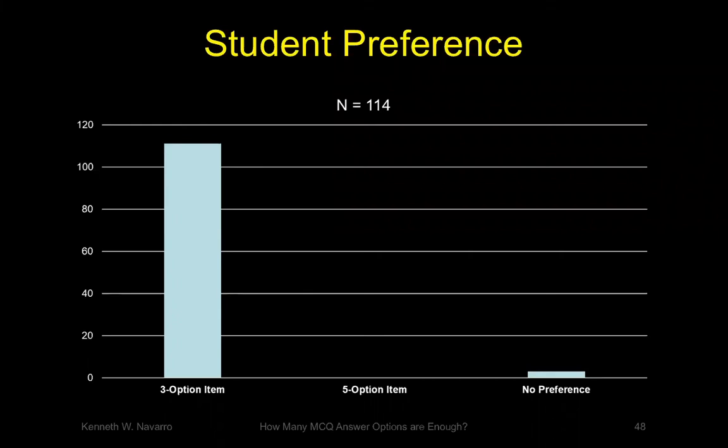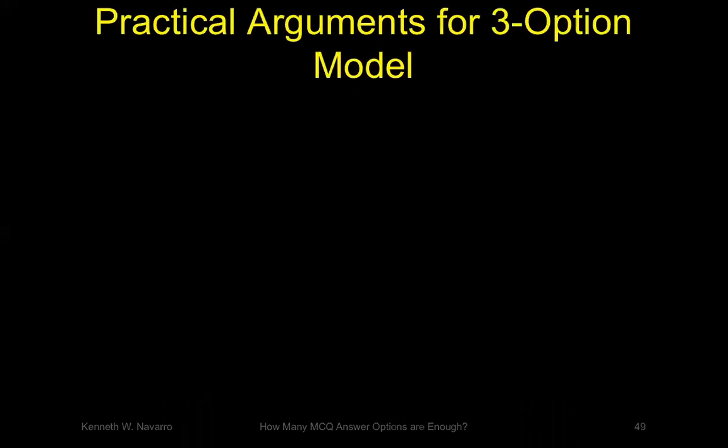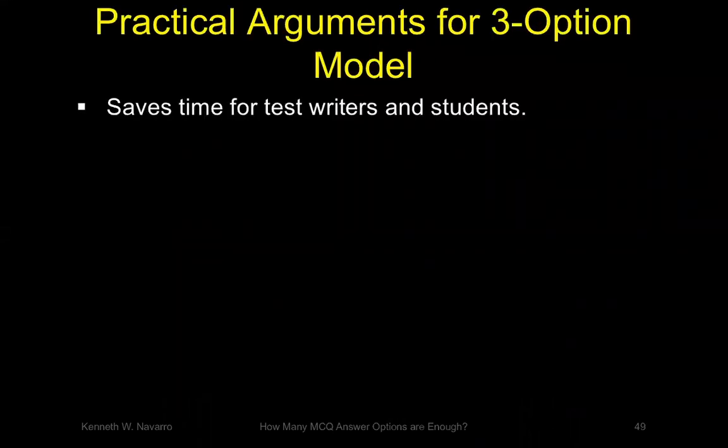Okay, so now what is the practical argument for this? Well, just from a practical perspective, it does save time for you to create that test as the test writer. If you only have to come up with the key, the correct answer, and 2 additional distractors, that's much, much faster than creating a 3rd distractor. So it will save you some time.